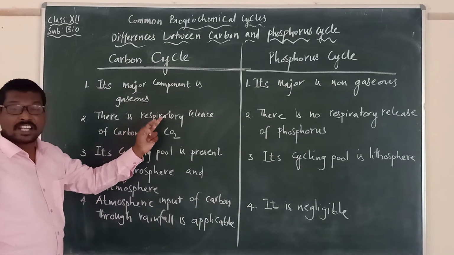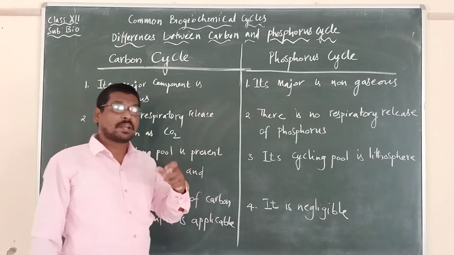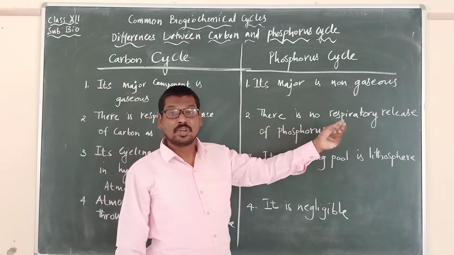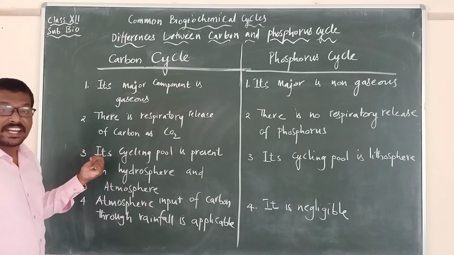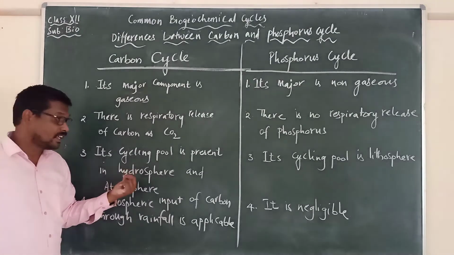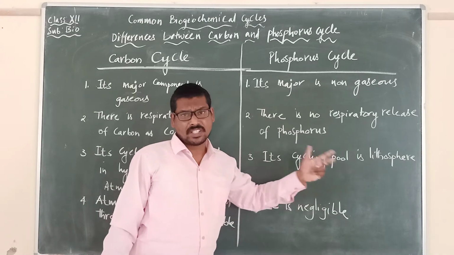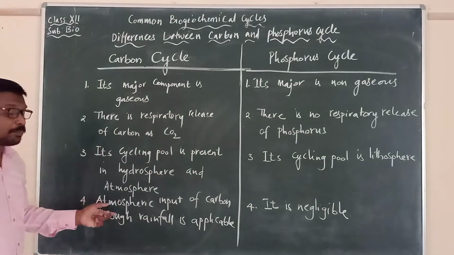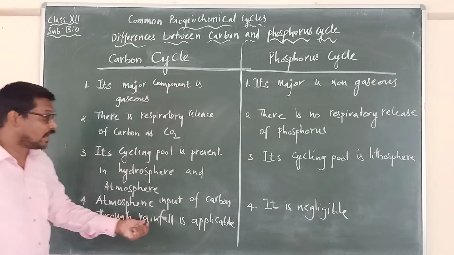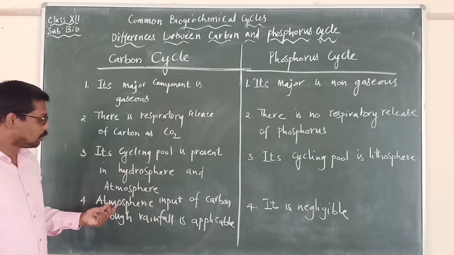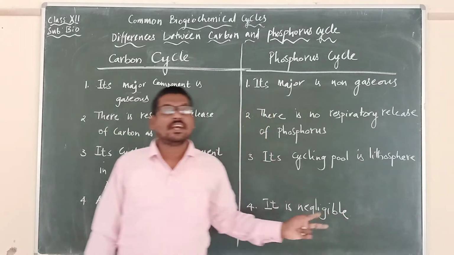There is a respiratory release of carbon as carbon dioxide. During the respiration process, carbon in the form of carbon dioxide is released, but there is no respiratory release of phosphorus. The carbon cycling pool is present in the hydrosphere and the atmosphere, but for phosphorus it is only in the lithosphere. Atmospheric input of carbon through rainfall is applicable, but for phosphorus it is negligible.